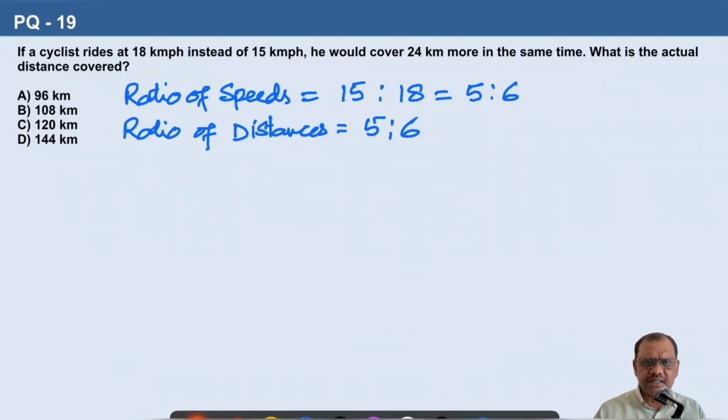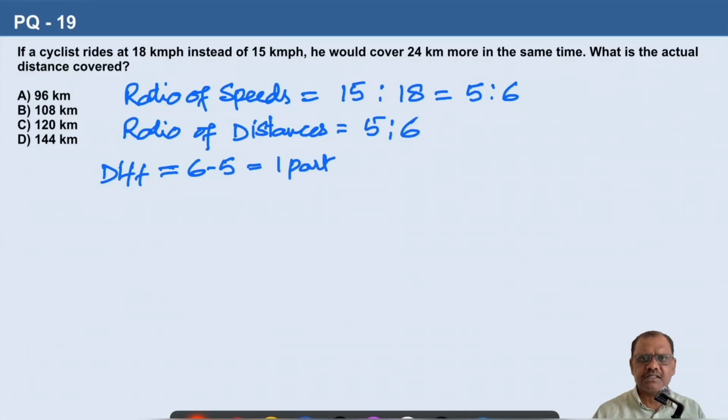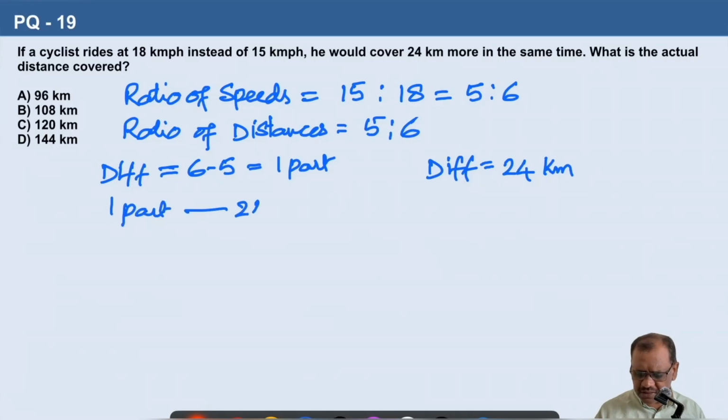Now the difference is 6 minus 5, which is 1 part. 1 part is the difference. According to the question, he would cover 24 kilometers more in the same time. So the difference is 24 kilometers according to the question. So the difference of distances is 24 kilometers, and one part is equivalent to 24 kilometers.